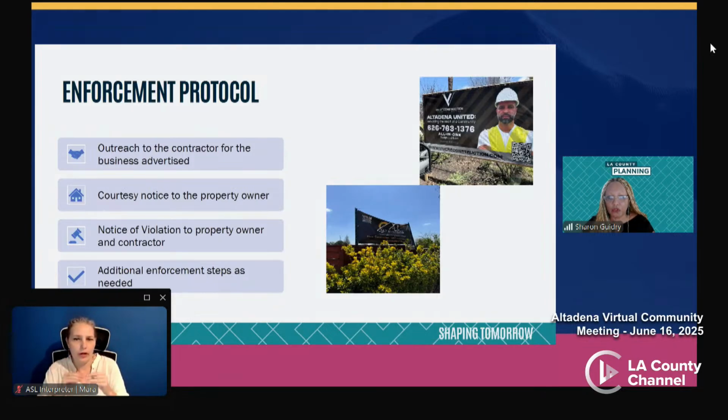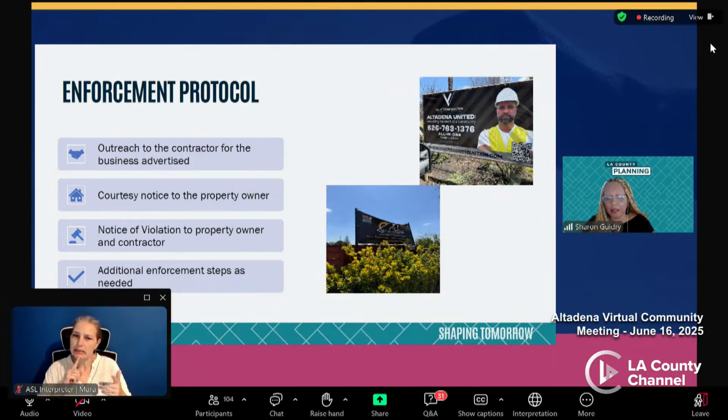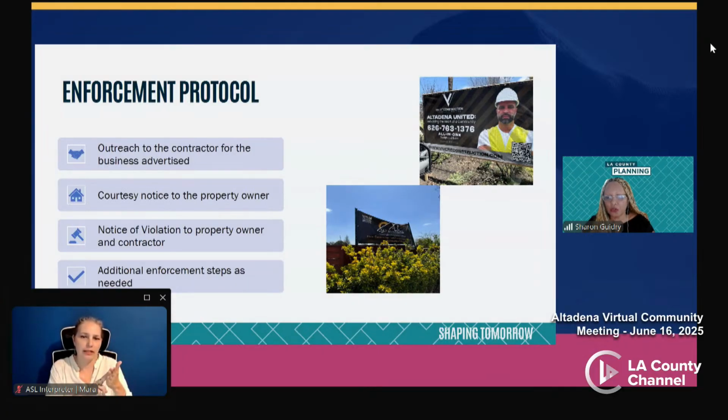And that approach includes first contacting the business owners that are advertised on the sign to advise them when the sign is not in compliance with the code, that it is in violation, and asking them to remove that within 7 days of that contact. After 7 days, if a re-inspection is conducted and we determine that the sign has not been removed by the contractor, then we are sending a courtesy notice to the property owners.